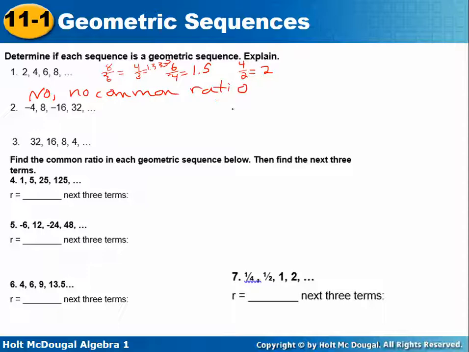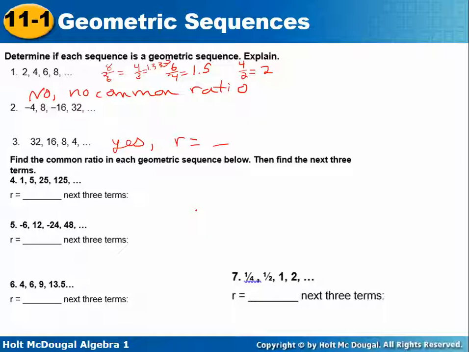If you do get a common ratio, then you would just say yes, ratio equals whatever it is. So if in number 3 you get 1/2, for example, as the common ratio, then you would just fill that in and say yes. You don't have to explain any more after that. In the next few problems, 4 through 7, you are going to find the common ratio and then use that to find the next terms like we just did in the example problem.